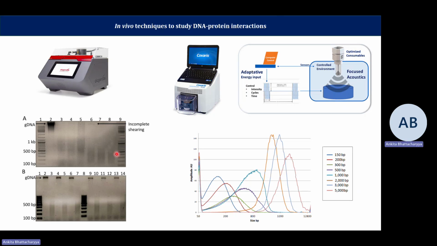Now, this is a representative image of what a gel would look like after this digestion procedure. Compared to genomic DNA, if there is incomplete shearing, you will see a very high band, similar to what is expected from genomic DNA. However, with proper shearing, you would get a smear throughout because it has fragments of all of these variable sizes.